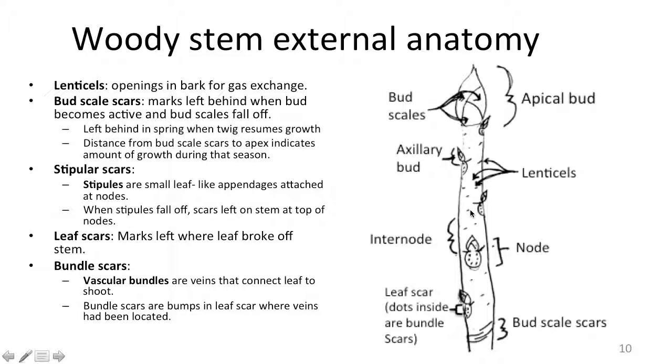Next, we get a scar when the leaf itself falls off. And we were just looking at a couple of these. This circle here is a leaf scar, as well as this and this, for example. Within the leaf scar, there are marks where the veins used to attach between the stem and the leaf. These veins are technically called vascular bundles, and so the marks left behind where the veins were are called bundle scars.